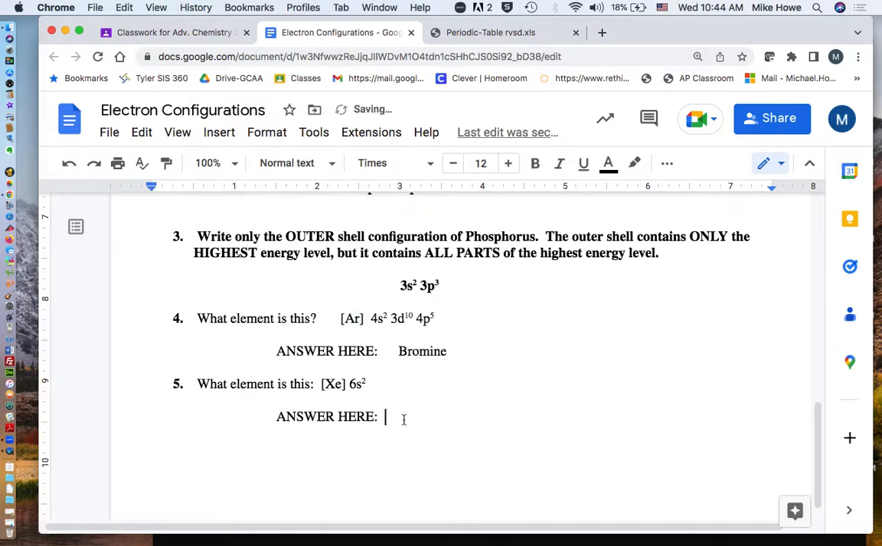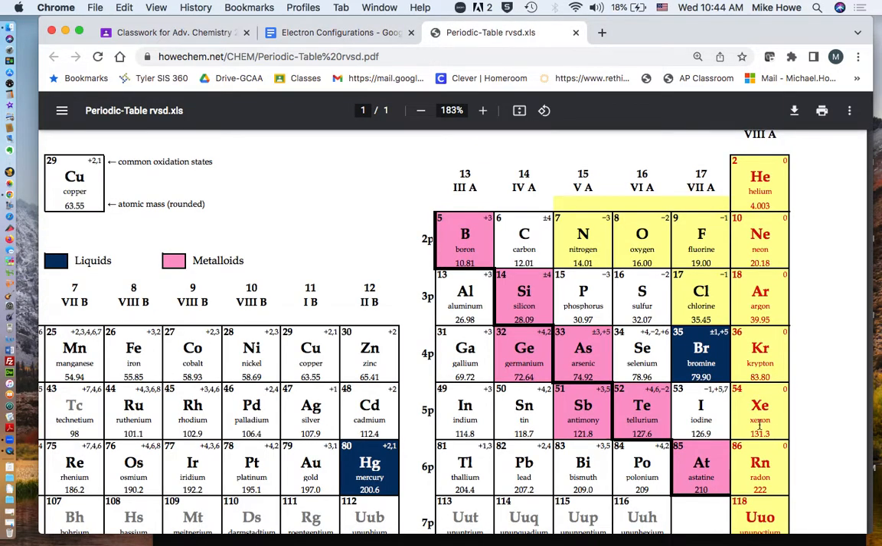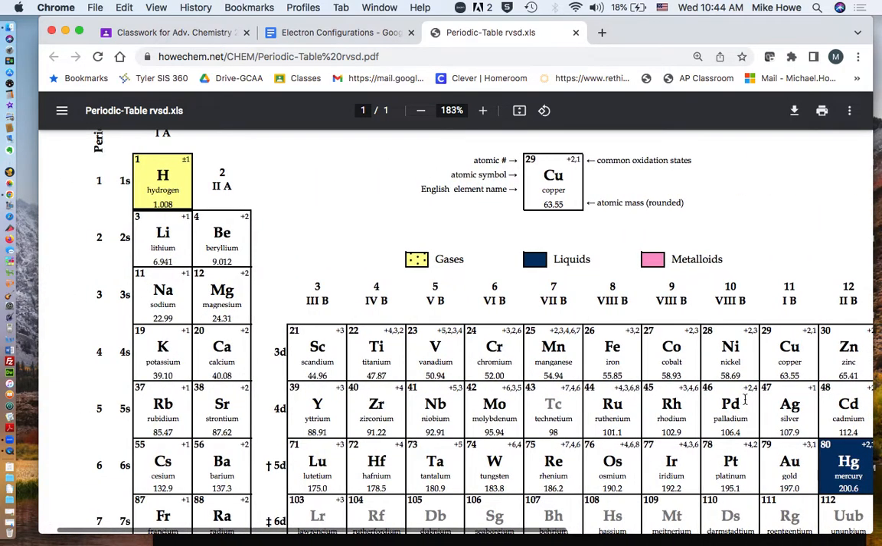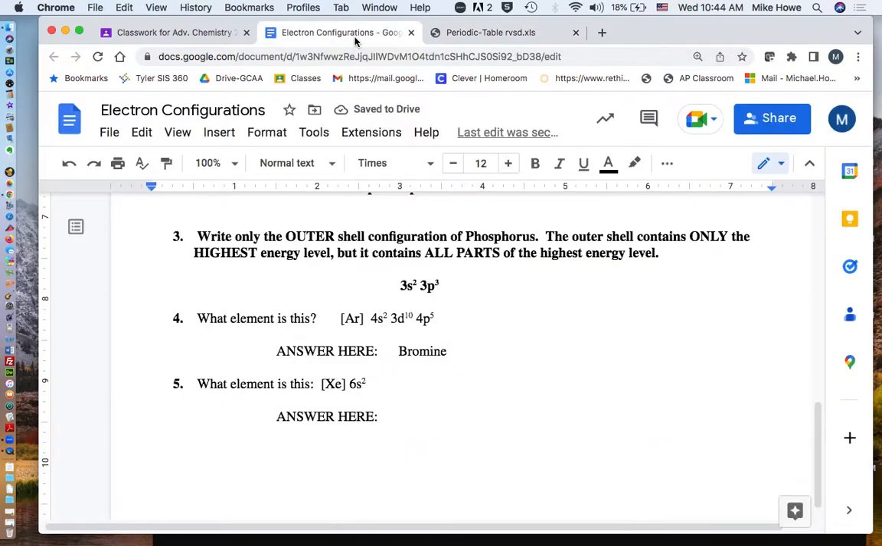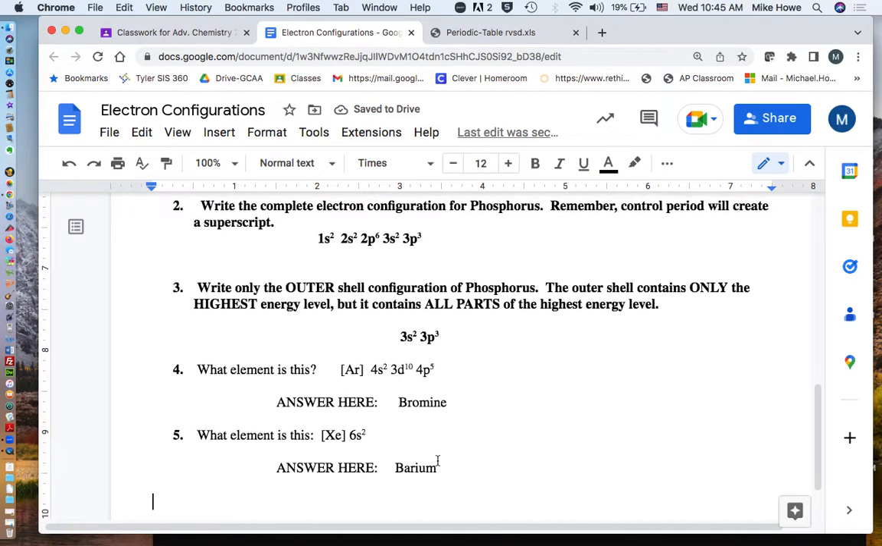Use the same kind of logic down here. This is xenon, 6s2, so you go see how many electrons xenon has. It's 54. Plus the 6s2, so 54, 55, 56, the element is barium. All right, and that is part 4 of the test.